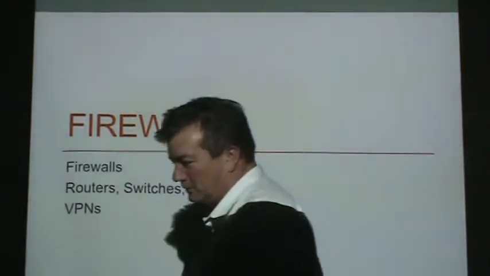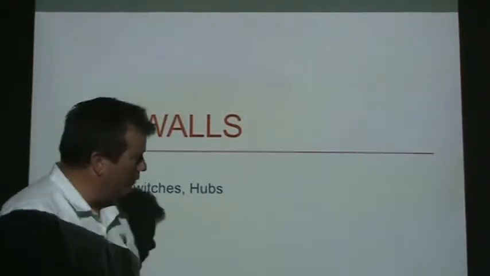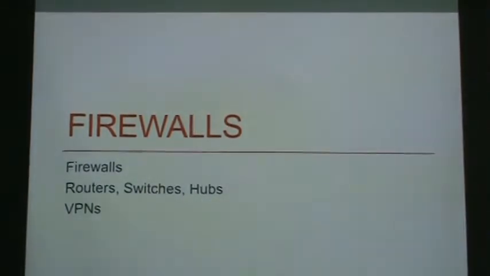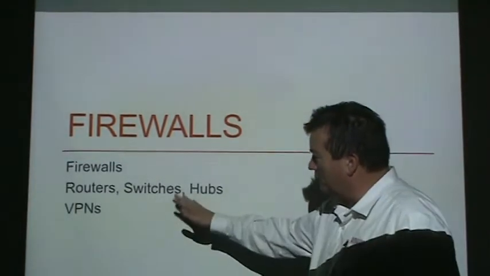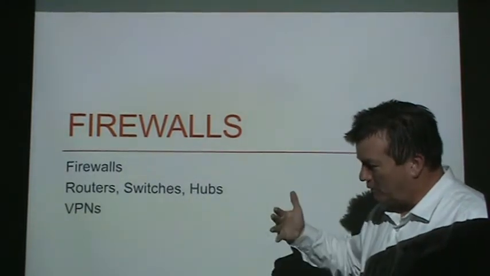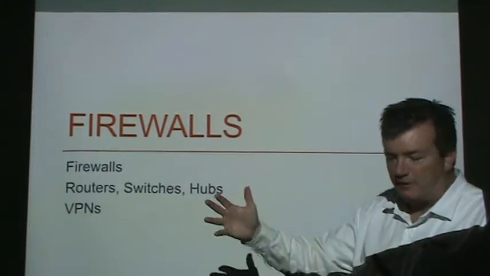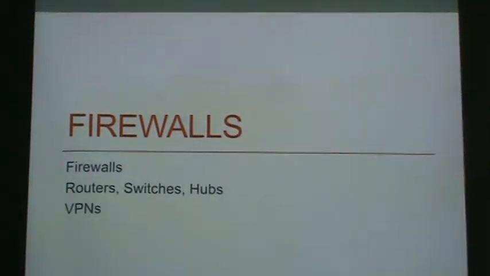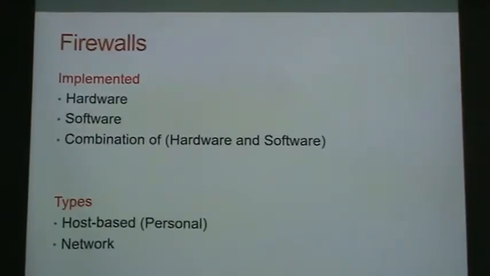Okay, so we'll now talk about firewalls and what a firewall is, and then routers. So a firewall is actually something we can attach to anything that's connecting to the internet to protect traffic going in and out of them. So we can attach them to routers, switches, and hubs. And then we'll talk about virtual private networks, which could impact firewalls.